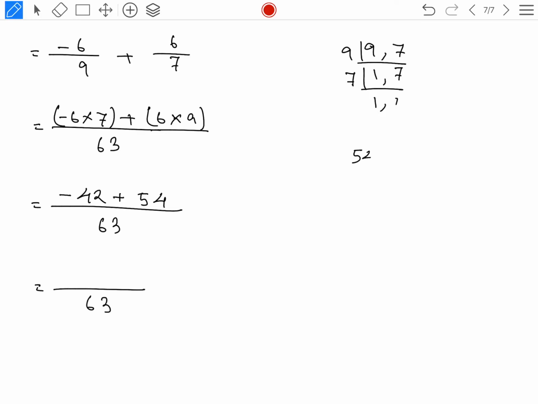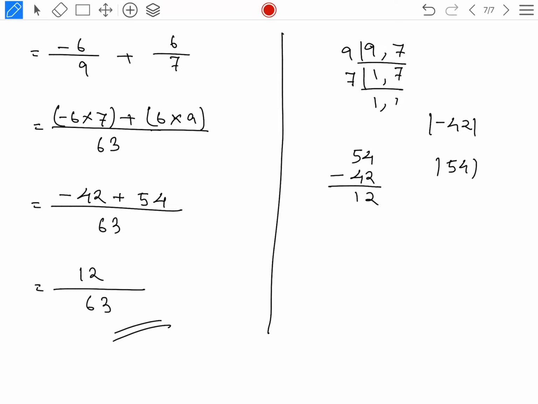Next step. One is positive, one is negative. That means we have to subtract. Okay. So 54 minus 42 is 12. Yes or no? And the symbol will be positive because if we find the absolute values, we will see that 54 is greater than 42. Okay. So it will be positive. So the answer that we will get is 12 by 63.